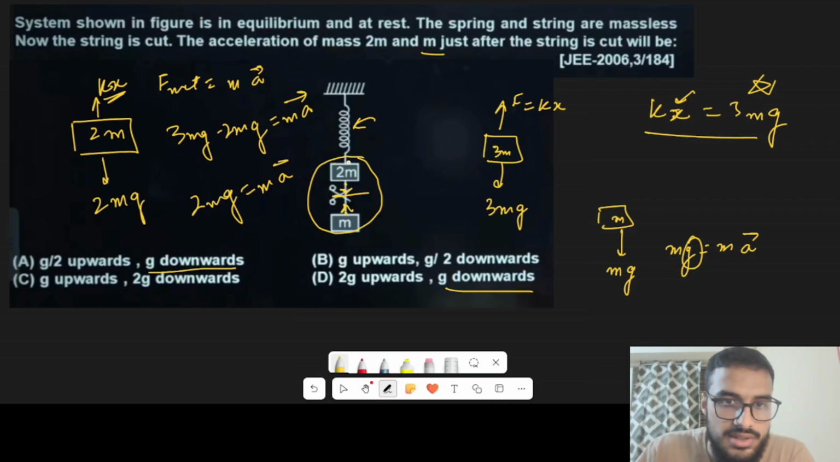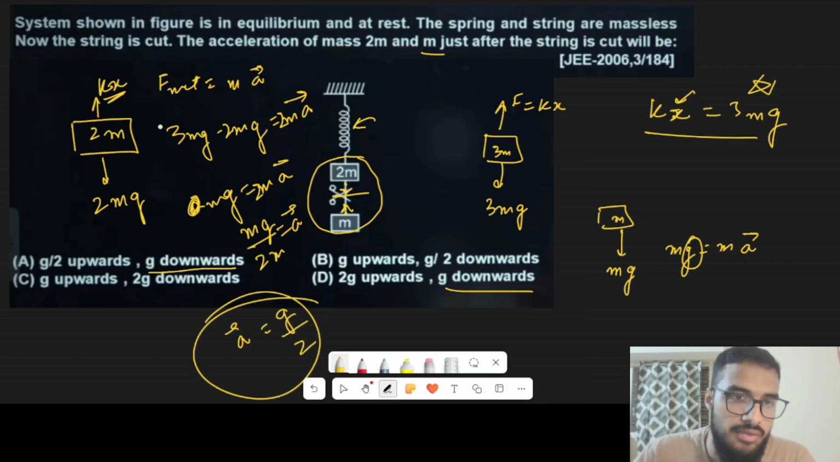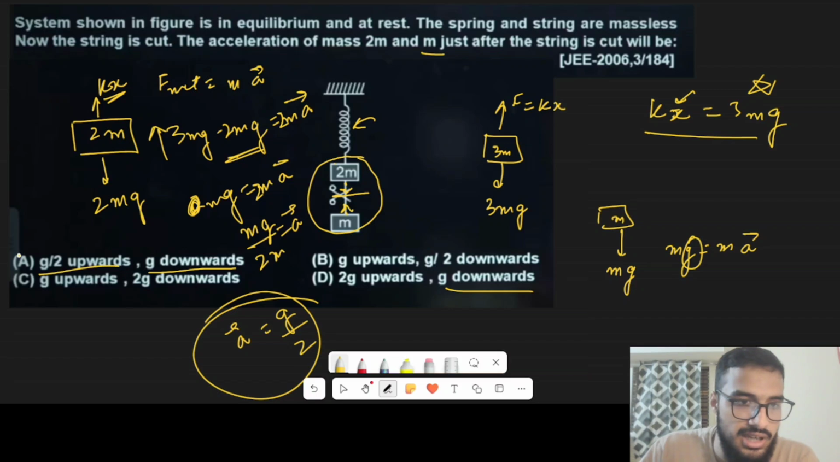But what is the mass of this 2m, isn't that? The mass for this block is 2m, so don't forget to write 2m there. So 3mg minus 2mg is mg, equals 2m times a, so mg divided by 2m is the acceleration. So can we say the acceleration is g by 2 but upwards, because 3mg was more than 2mg. So this is your correct option.